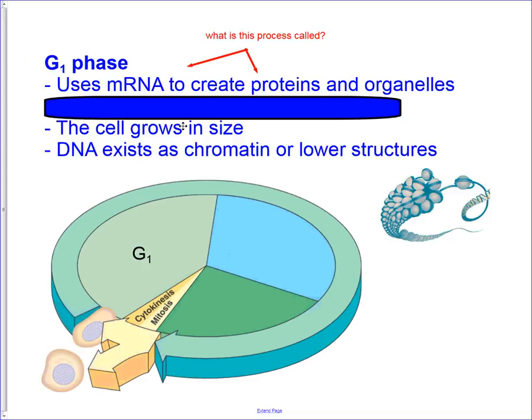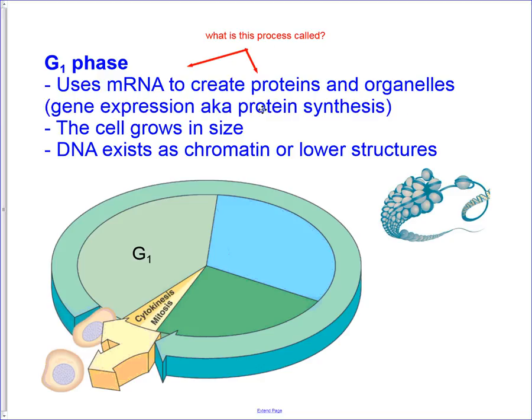Let's go to G1. During G1, the cell is going to use mRNA to create proteins and organelles. This process is called gene expression and also known as protein synthesis. We learned about this concept in the DNA chapter. During G1, the cell grows in size, and DNA exists as chromatin or lower structures, as you see over here. This is because you want to have some areas of the DNA sequence exposed so that enzymes can read them and produce the proteins that they're supposed to produce, while other parts of the gene sequence will be wrapped up nice and tight and create this chromatin structure.